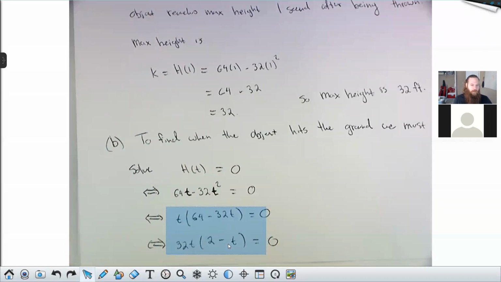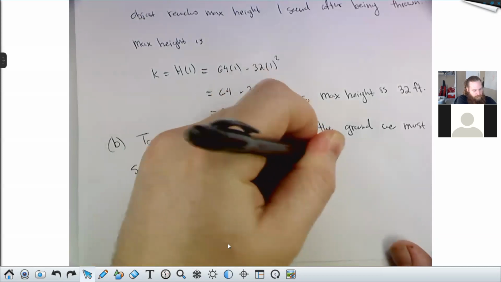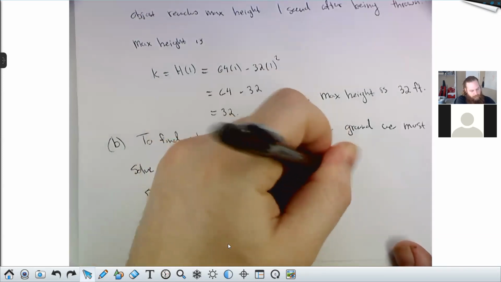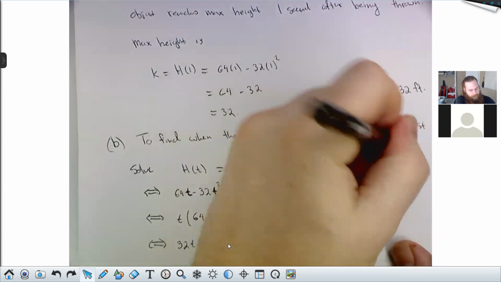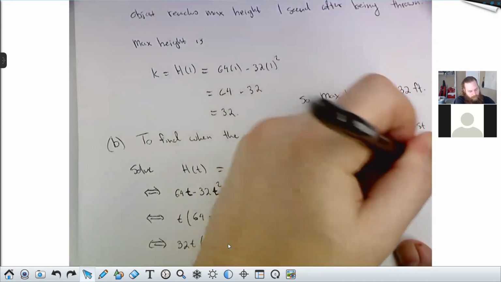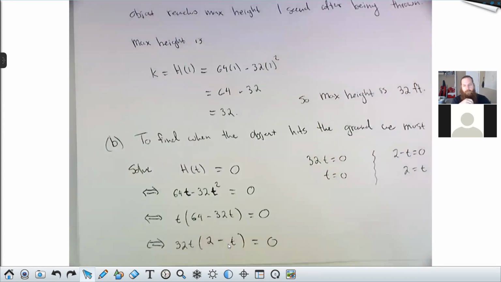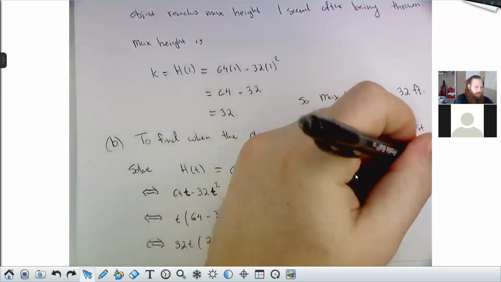But from either of these, it doesn't matter. You can take and set the two pieces equal to 0, and you get the two solutions. Here with 32t equals 0, I just divided both sides by 32. 0 divided by 32 is still 0. And when I set 2 minus t equal to 0, here I just added t to both sides. I know a lot of people would want to subtract 2 and then divide by -1, but isn't it cleaner to just add the t over? So I get the two solutions, t equals 0 and t equals 2.